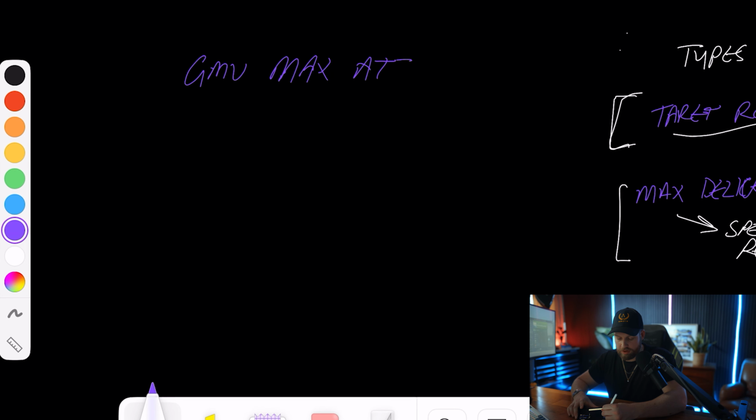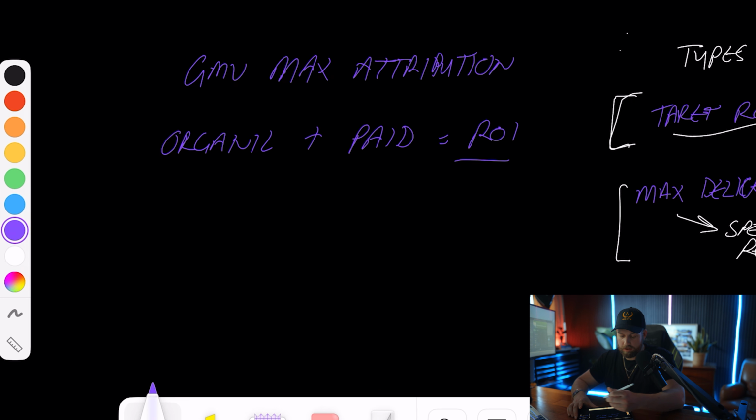All right, this is important. We already mentioned earlier that the attribution includes organic and paid when it shows you the ROI. This can throw some people off too, because it's not really common to show organic sales inside of a paid ads campaign. But this is important to understand.